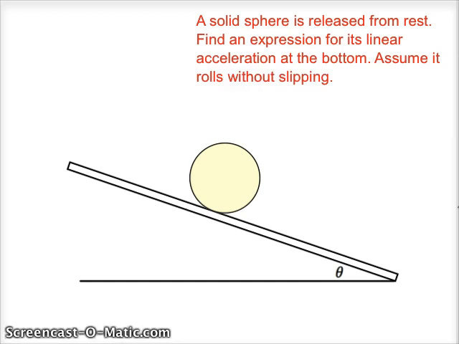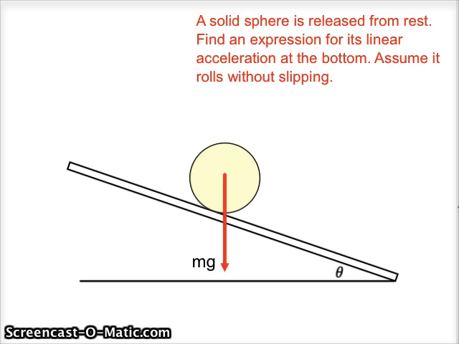Now notice this problem says, what's the acceleration at the bottom? Again, that really doesn't matter. The acceleration would be the same at all points along the incline. The other important idea that's mentioned is that it rolls without slipping, and we'll see in a few minutes how that will be incorporated. Let's begin by labeling the forces on our sphere.